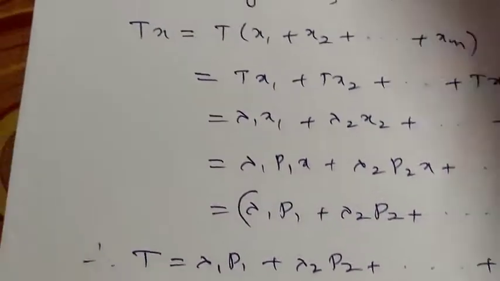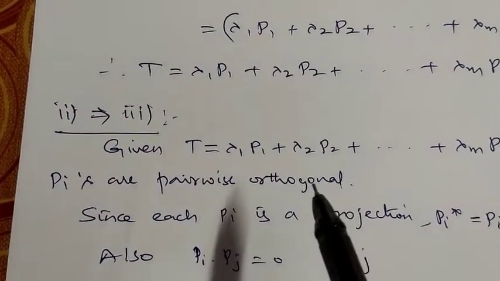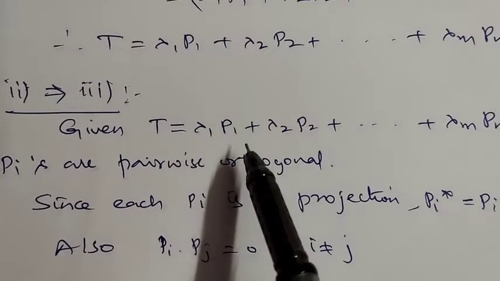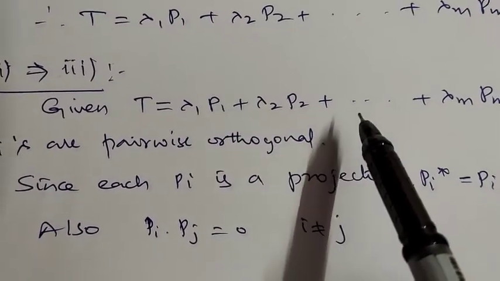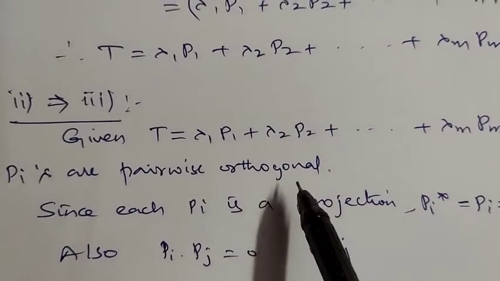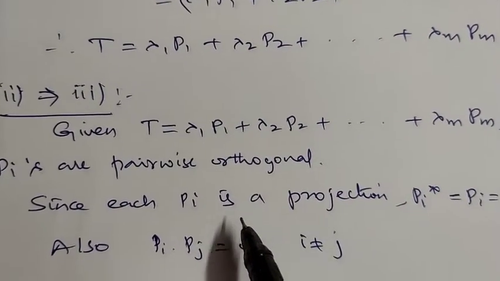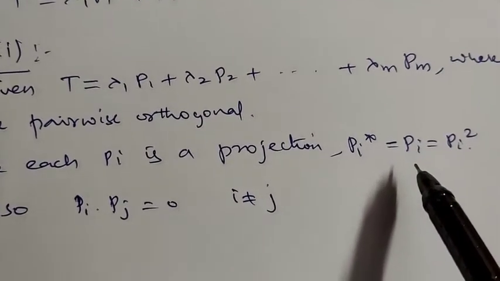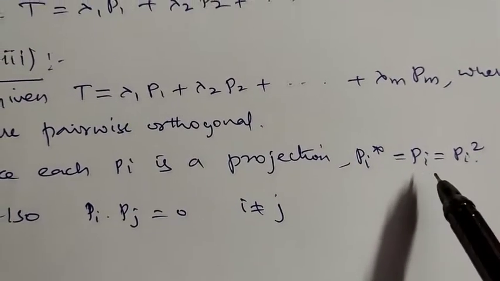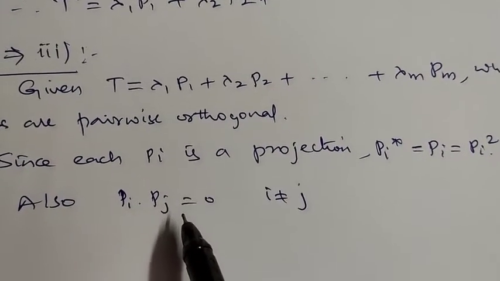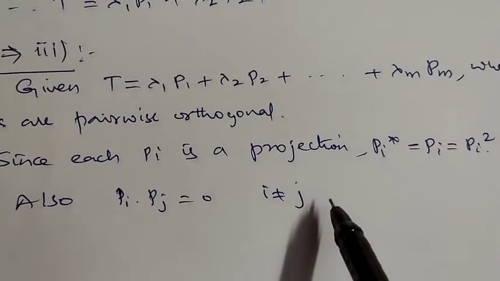So next let us assume 2 and let us prove 3. 2 implies 3. So what were we given? Just now we have proved T can be written as lambda 1 p1 plus lambda 2 p2 etc. lambda m pm, where each pi is pairwise orthogonal, we have assumed. Now since p is a projection, what will happen? Pi star is pi as well as pi square is also pi. Also they are pairwise orthogonal, means pi into pj is 0 for i is not equal to j.